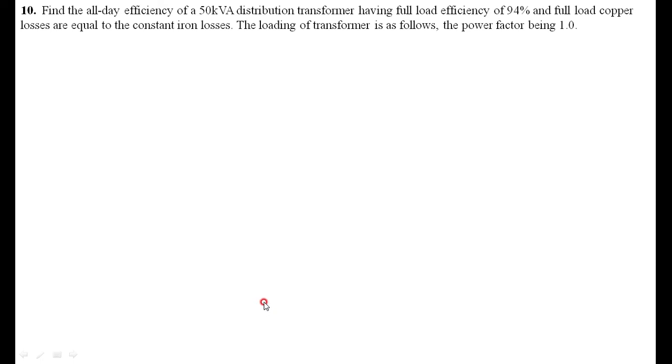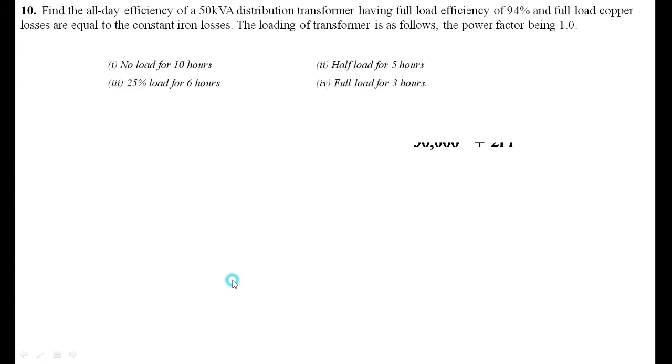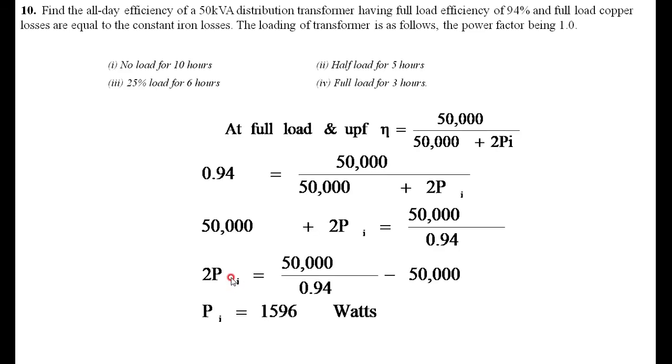Then there is another numerical I have got here: find the all day efficiency for a 50 kVA distribution transformer having full load efficiency of 94%, full load copper loss and constant iron loss. The total transformer loading is as follows. Different loading factors are given. I have just calculated it here. Just go through this problem and try to solve it. If you have any doubts, you can discuss with me in the subsequent sessions and live classes. Okay, this is how you have to calculate the all day efficiency of the transformer.